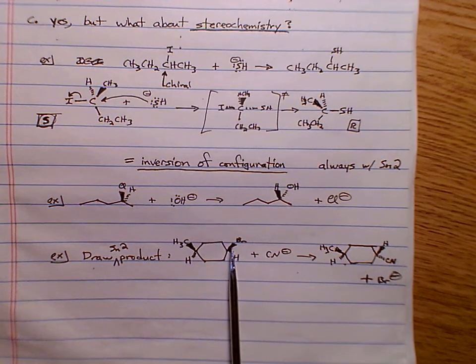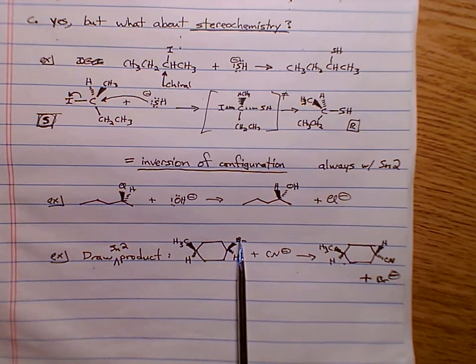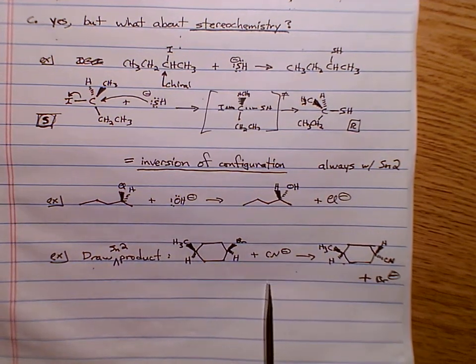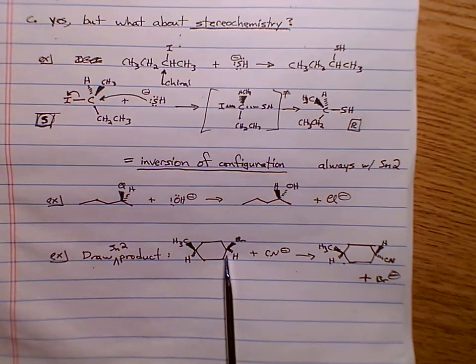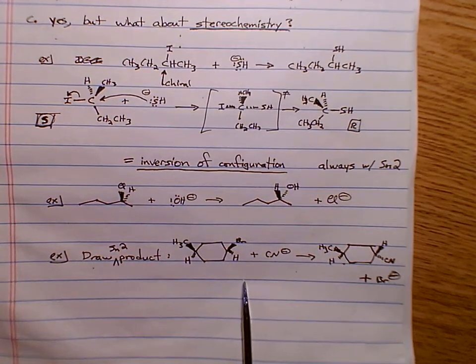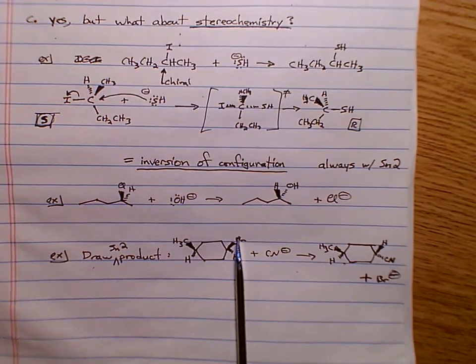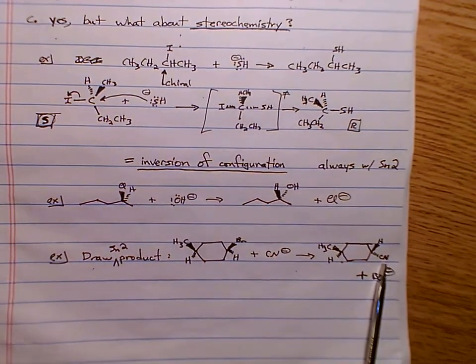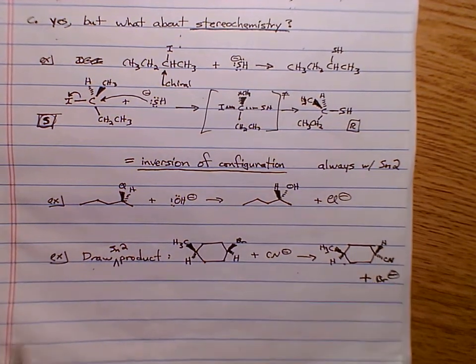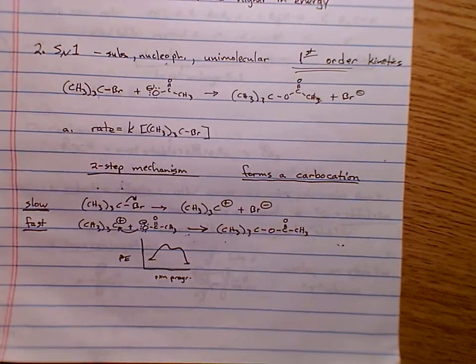We see the bromine is going up this direction, which means the nucleophile has to come in from the back side through here. CN- has to come in through here, which means this hydrogen is going to get flipped up to where the bromine was, and CN is going to be going down. Hydrogen is flipped up like that. The inversion of configuration. All right.